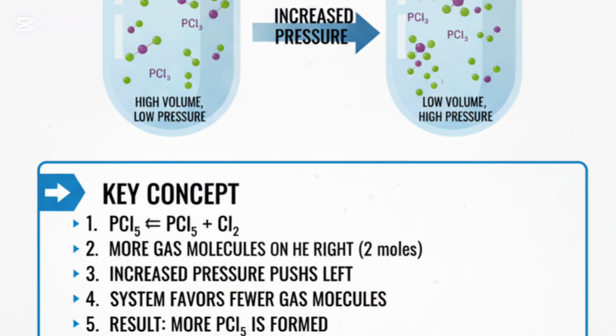Q1. What happens if the gas mixture is compressed? When we compress the gas, pressure increases. The system will try to reduce that pressure by shifting toward the side with fewer gas molecules. On the left side, we have 1 molecule, PCl₅. On the right side, we have 2 molecules, PCl₃ plus Cl₂. So, the equilibrium will shift to the left, forming more PCl₅.